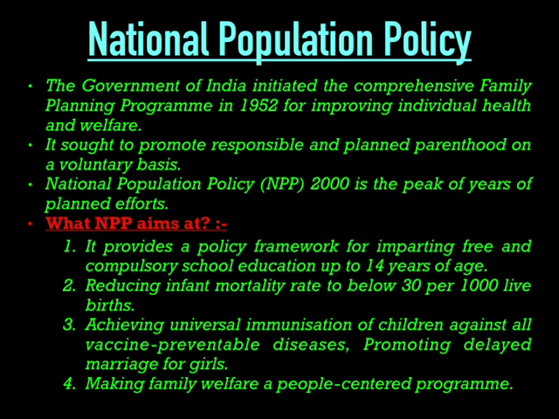First, it provides a policy framework for imparting free and compulsory school education up to 14 years of age to all the children. Second, it reduces infant mortality rate to below 30 per 1000 live births. Third, it aims at achieving universal immunization of children against all the vaccine preventable diseases and promoting delayed marriage for girls. Fourth, it aims at making family welfare a people centered program.